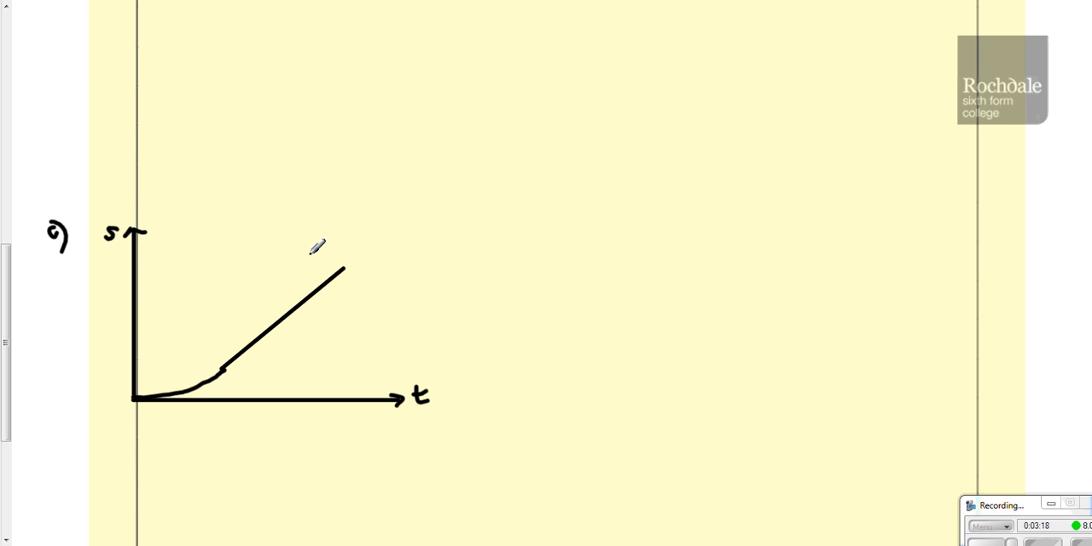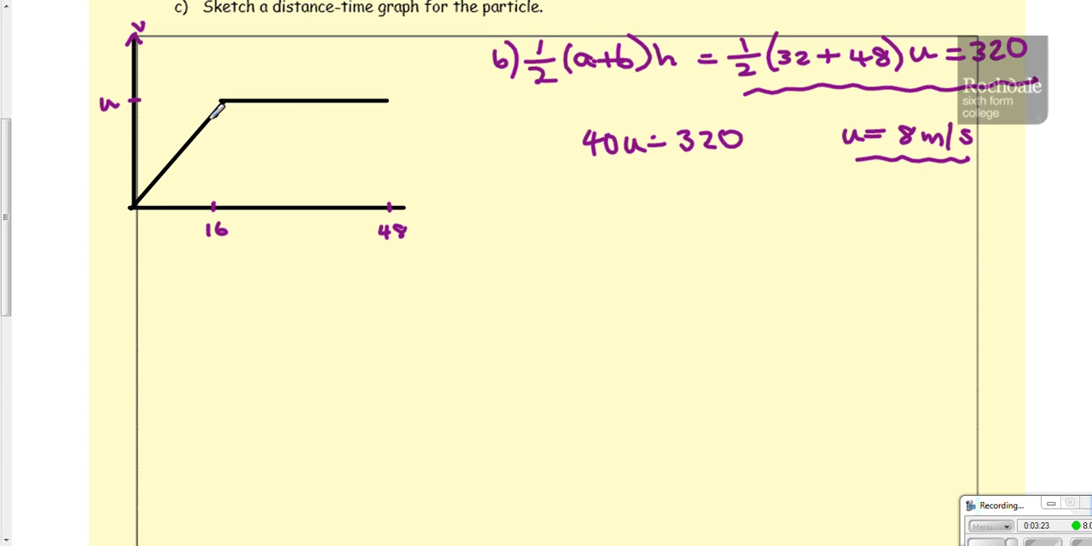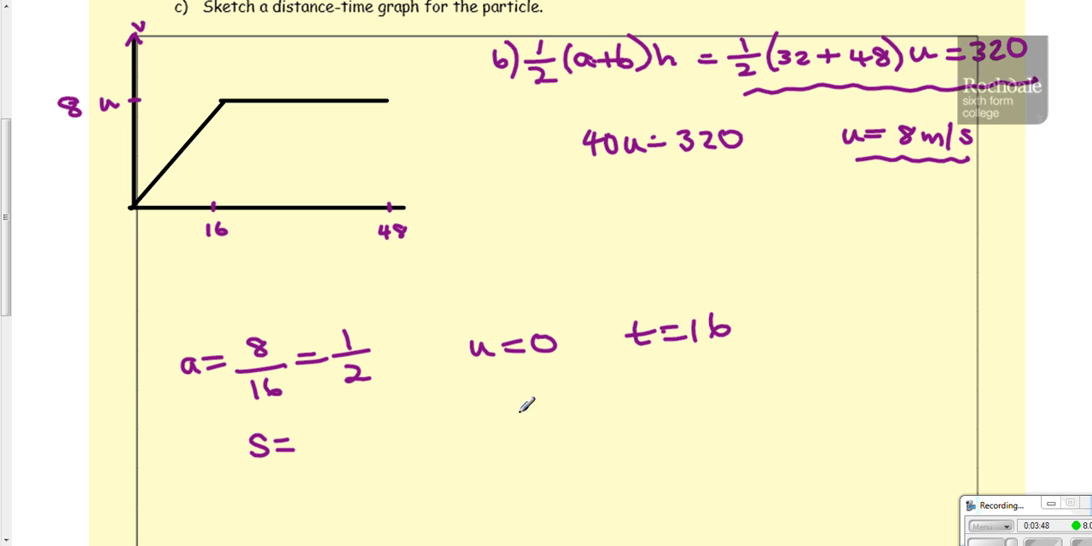Now, if we think about that first part of the motion, just to do a little bit more analysis, we know that u is 8, and so the acceleration in that first part is change in y over change in x, so the acceleration is a half, and we know that we started from rest. So if we're interested in the distance that we've travelled in that first section, we know that it took 16 seconds. And so we can use ut plus a half at squared.